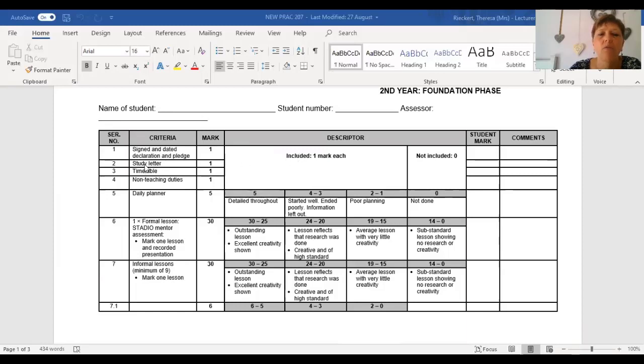If they have the study letter in there, they get 1 mark. If they have a timetable, which is usually their mentor teacher's timetable, they get 1 mark. They should have a non-teaching duties form indicating the extramural activities they were involved in during the 3 weeks that they were in school.